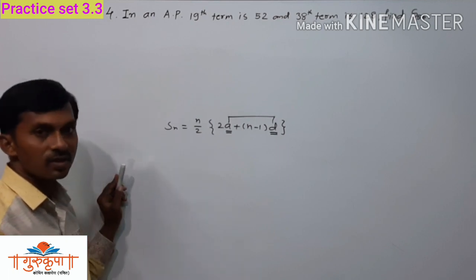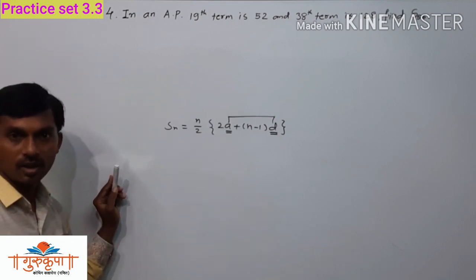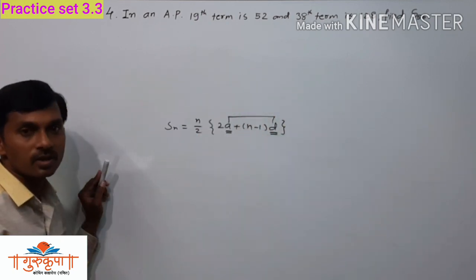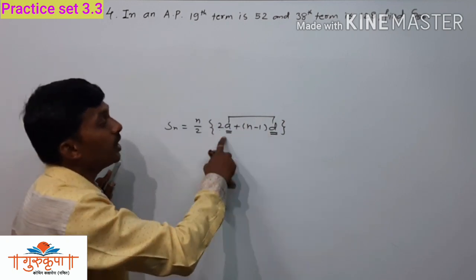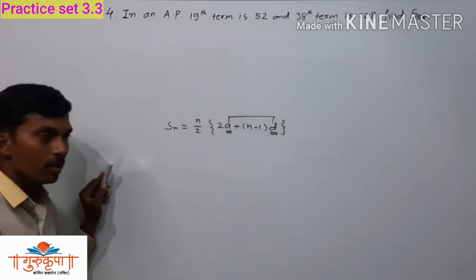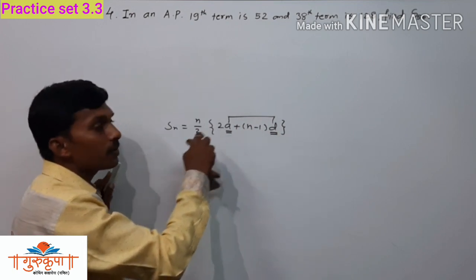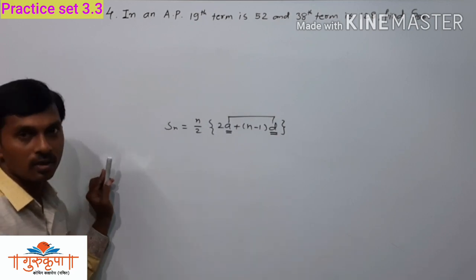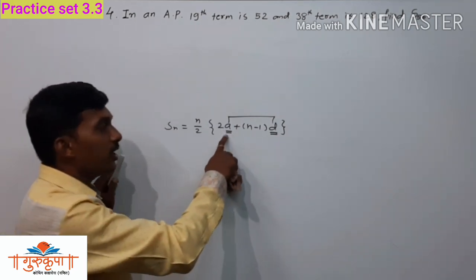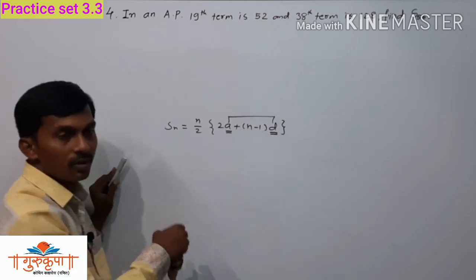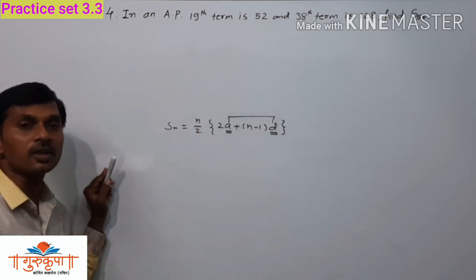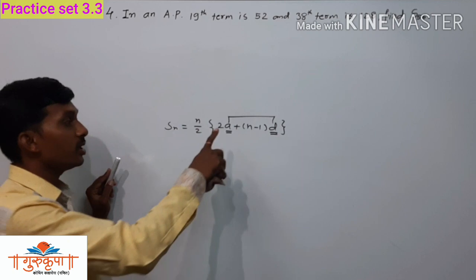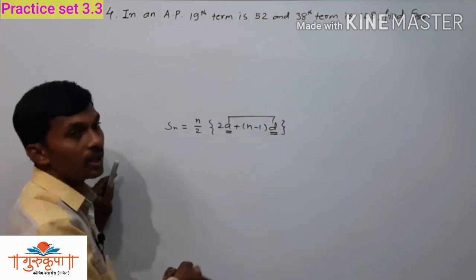But here it is possible to find the sum of 56 terms without finding the values of A and D. Without getting the values of A and D, we can find S56 in this example. How will we get it without finding the values of A and D?